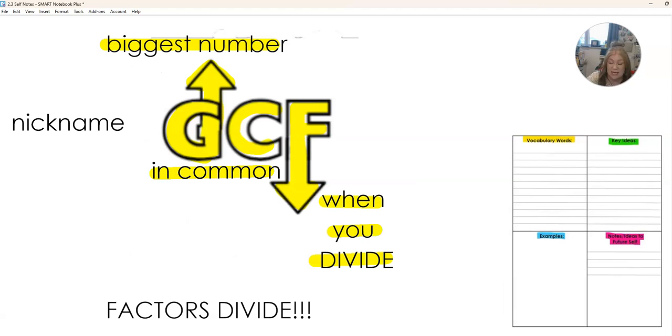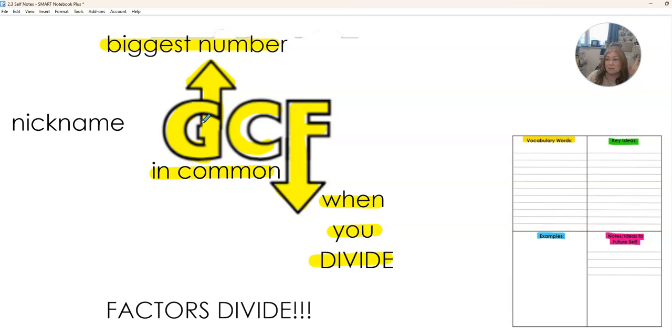So let's look at the nickname GCF. Adding to our vocabulary section, the greatest number, right? So the biggest number that they have in common when you divide. So you can see the F is going down. We've got to get smaller. We have to go smaller and divide. Factors have to divide. So that might be a note you want to add to yourself. Multiples multiply, factors divide. So now on factors we'll divide and then find the biggest number.